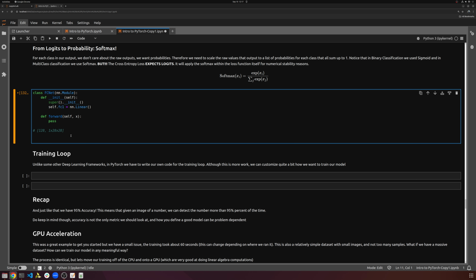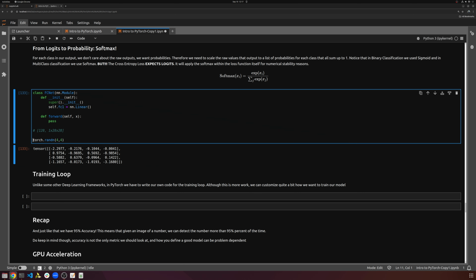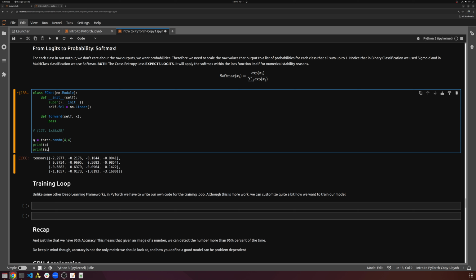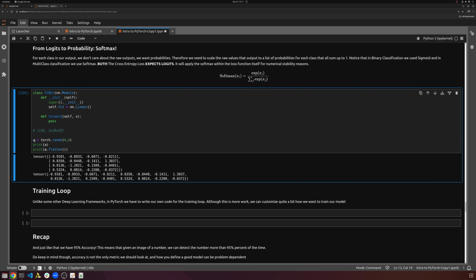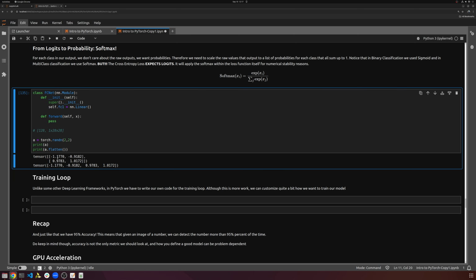An example of this would be torch.randn, let's say 4 by 4. So this is our image, a 4 by 4 image. We can print A, and then we can print A.flatten(). Actually, let's make it a little bit smaller. Let's do 3 by 3, maybe it'll fit in the line then. 2 by 2. This is my super tiny 2 by 2 image.